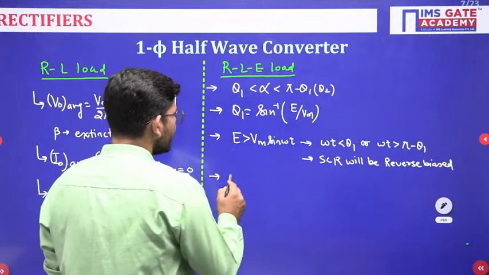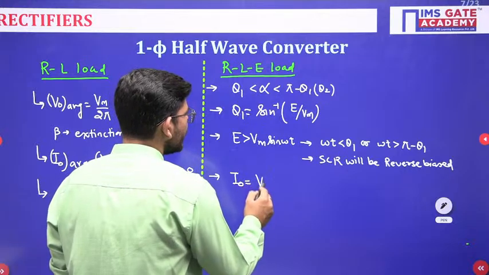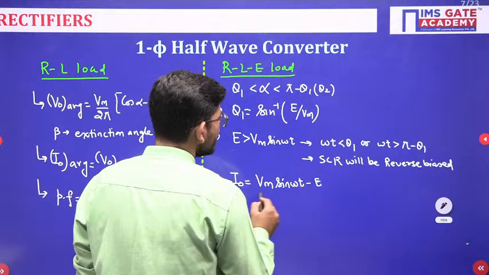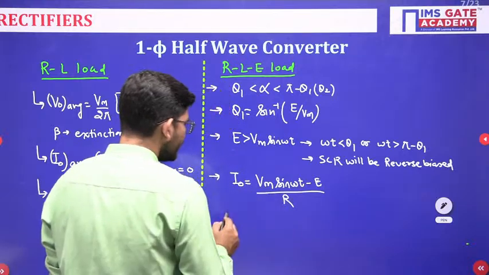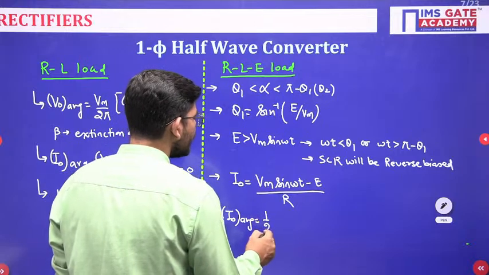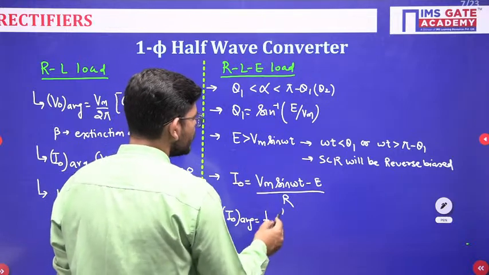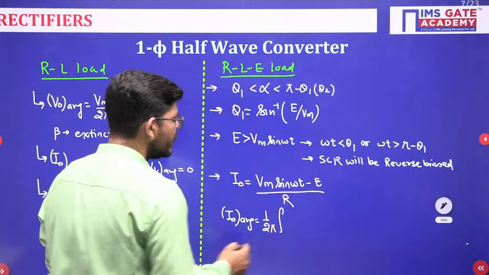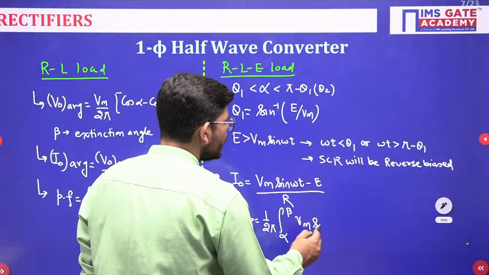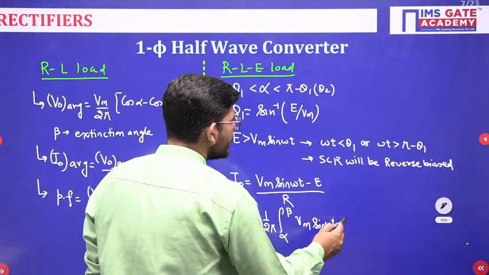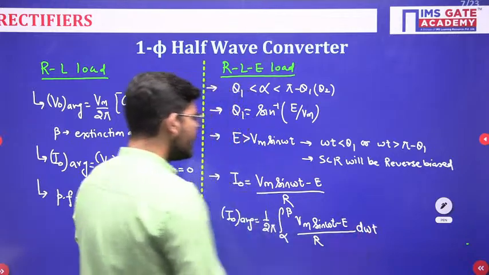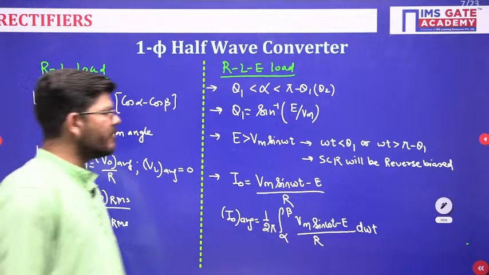Now what will happen? We can calculate the I naught current by this formula, Vm sin omega t minus E over R. Then if I have to find the average value of it, what do I have to do? 1 upon 2 pi, again we have L. So what will happen if we are not using a freewheeling diode? The beta concept will be there. Okay, and you will write this value, Vm sin omega t minus E upon R d omega t. So through this formula you can calculate the average value.